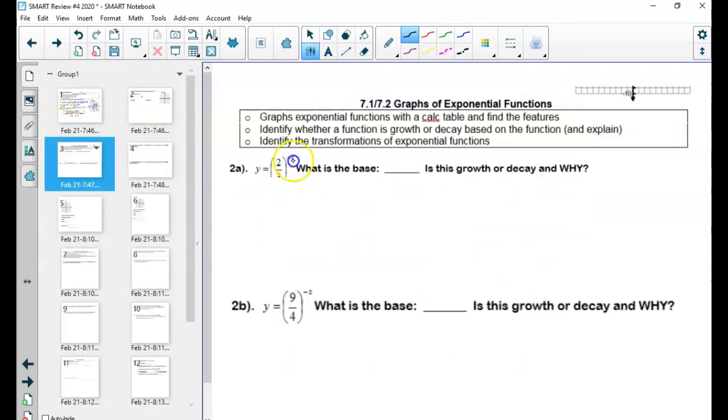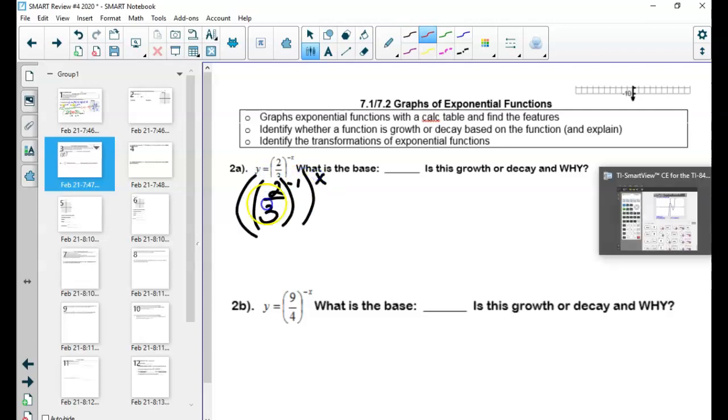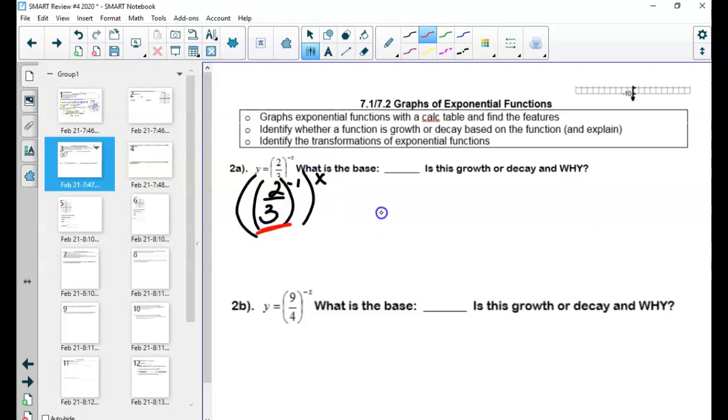This question is a bit of a thinker, right? So it says 2/3 to the negative x power. So what you need to think of this as is the -1 is separate from the x. So what's going on here? This 2/3 to the negative first power is really 3/2 to the x power. So that was a bit of a trick question, and that's because of this -1 power right here. So the base is really 3/2, which is equal to 1.5, by the way.